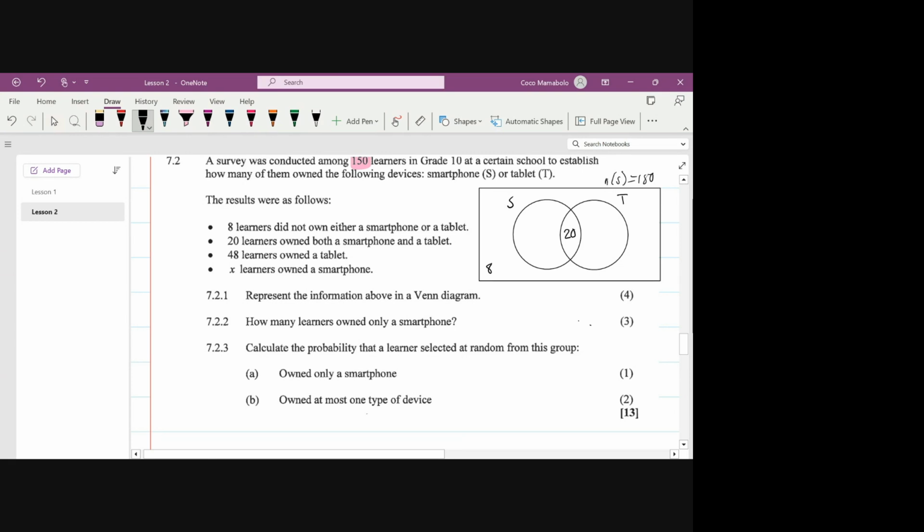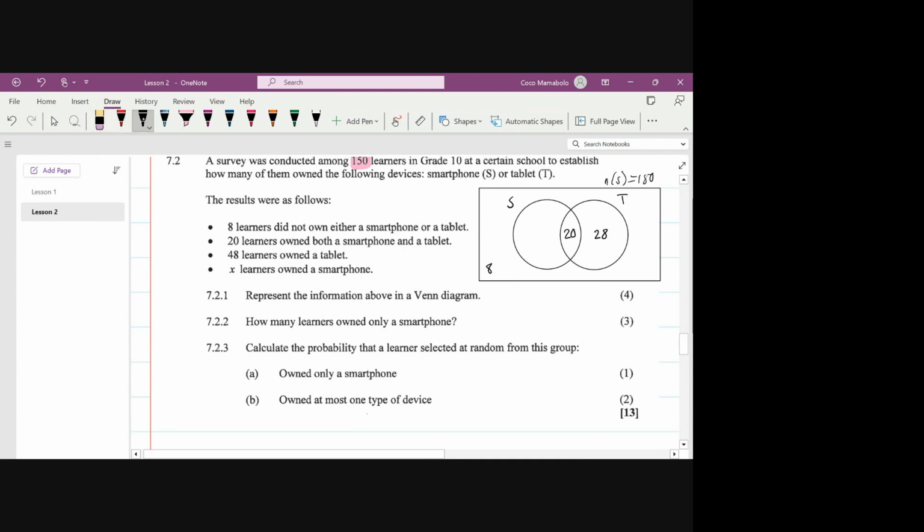Now it says 48 learners owned a tablet. Now, if we go and put 48 in here, that is wrong, because if we look at the whole circle for tablet, 20 of these kids have already been counted. So in this part where it says 48 learners owned a tablet, there are only 28 of them that own a tablet only. So it's very important that we distinguish between a statement like owned a tablet and owned a tablet only. It's quite important. All right, so now all we have to do is figure out how many kids are missing. And that will give us the answer that we're looking for here.